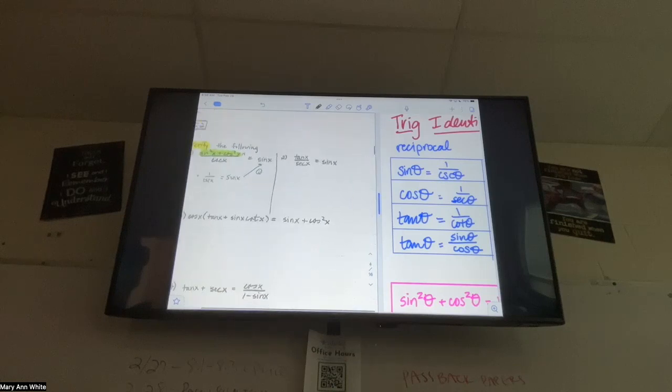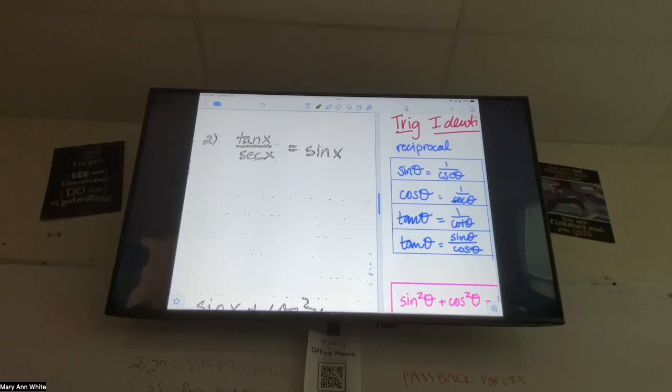All right, let's do another one. Okay, tan over secant equals sine. Which side should you start with? The left or the right? Left, good. Start with the more complicated side. Okay. All right, tan over secant. What do you propose we do to start this?